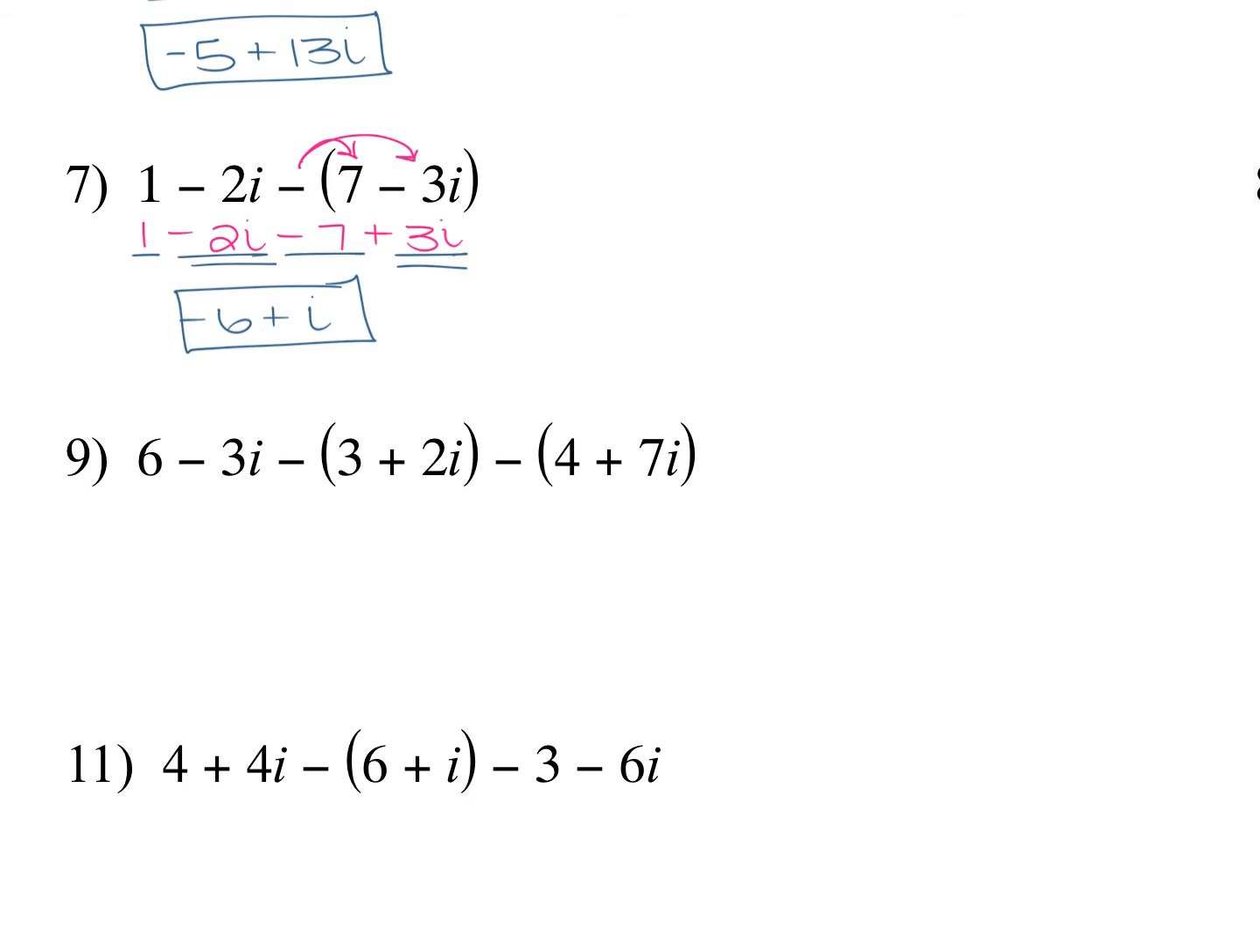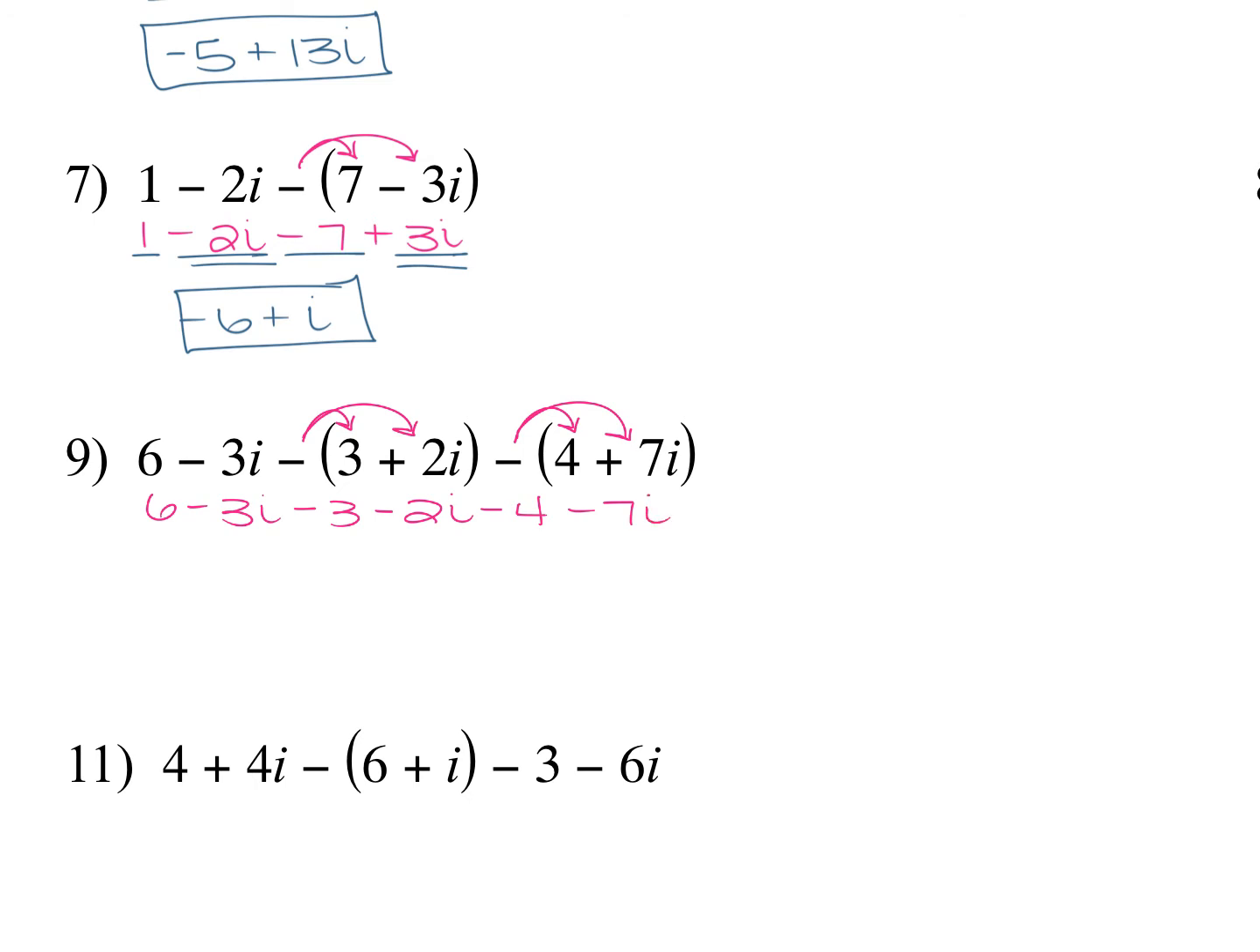we have 6 minus 3i minus parentheses 3 plus 2i minus parentheses 4 plus 7i. I'm going to start this one by distributing that negative into the parentheses of the 3 plus 2i as well as the parentheses of the 4 plus 7i. So both of those negatives that are in front of the parentheses distribute into those parentheses. So it's going to give us 6 minus 3i minus 3 minus 2i minus 4 minus 7i.